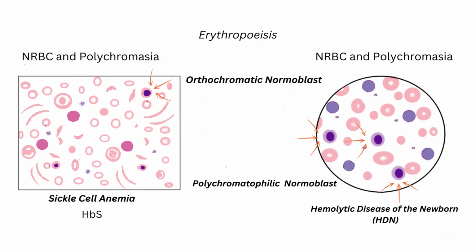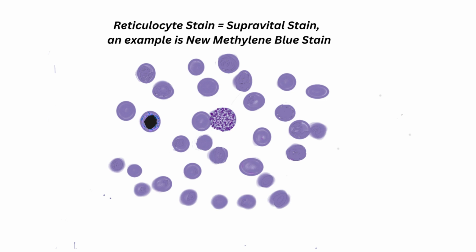Polychromatophilic normoblasts are slightly larger with more basophilic slate blue gray cytoplasm because it is more immature. If you stain a few drops of the EDTA lavender top specimen with a supravital stain such as new methylene blue, polychromatophilic red blood cells would appear as reticulocytes showing their ribosomes.